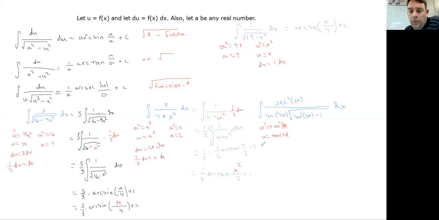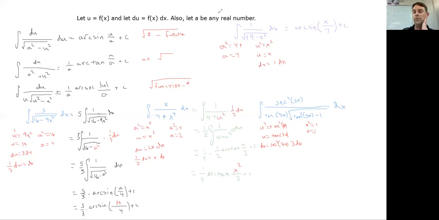And then du is the derivative of tan of 3x, which is secant squared of 3x times 3, it's a chain rule, dx. And what do we have for a squared? A squared is 1. That's fabulous because that means that a is 1. I can deal with a real easily.